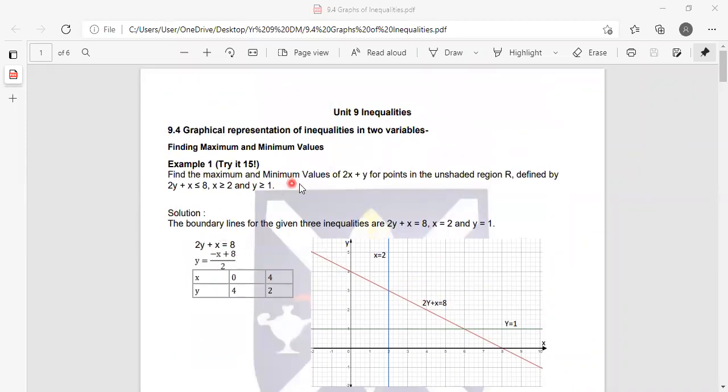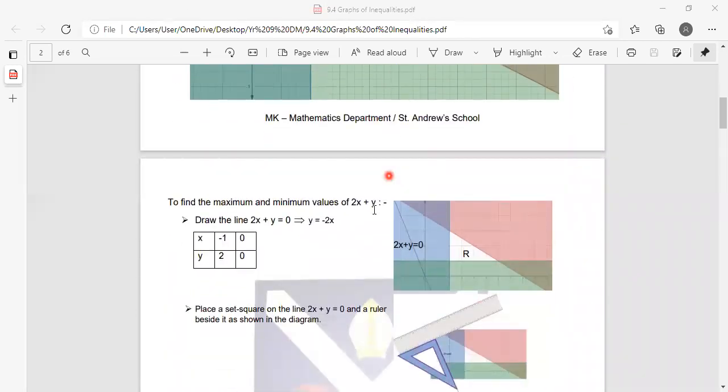It says to find the maximum and minimum values of 2x plus y for points in the unshaded region. So I've got the unshaded region R. That's the first part. Now I need to find the maximum or minimum values of 2x plus y. So for that, I'm going to draw the line 2x plus y equal to 0. To draw a line, again, I need points. So I've chosen a few random values of x, negative 1 or 0. It could be any value that you want to choose. I've made y the subject here, y equal to negative 2x.